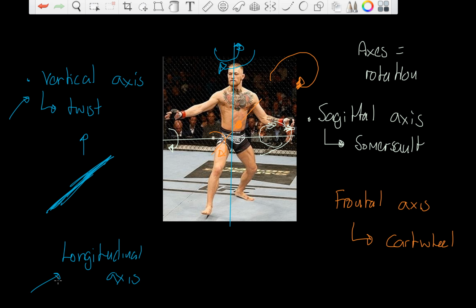But the point I would make is that the vertical axis causes rotation from a solid bar through from the top to the bottom of the body. And if that bar is turned, then of course a twist is produced. And we call that twist rotation around the vertical axis. If it's the sagittal axis, it's producing things like somersaults. If it's the frontal axis, producing things like cartwheels. And the vertical axis we've just seen produces things such as twists.